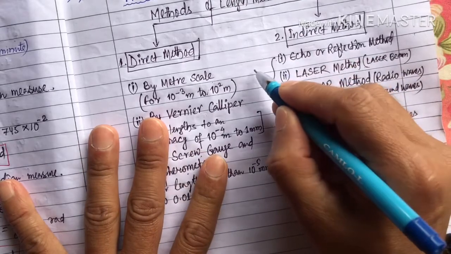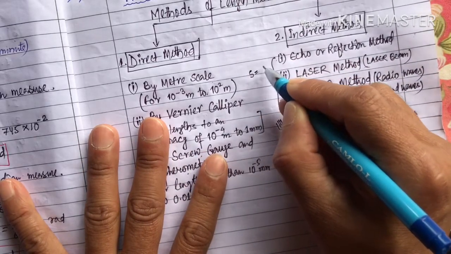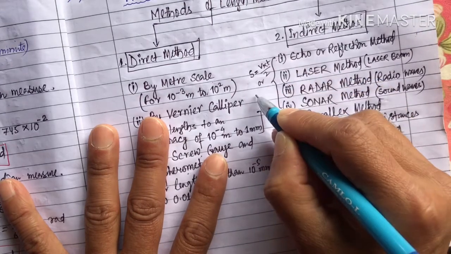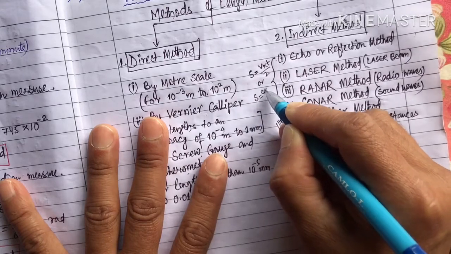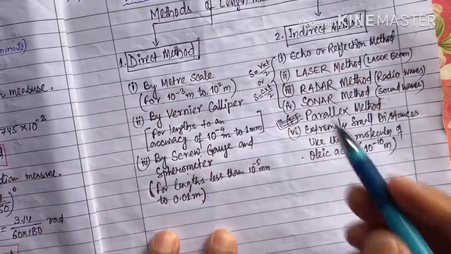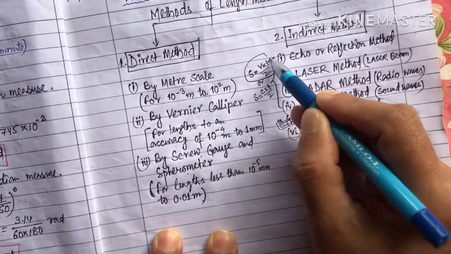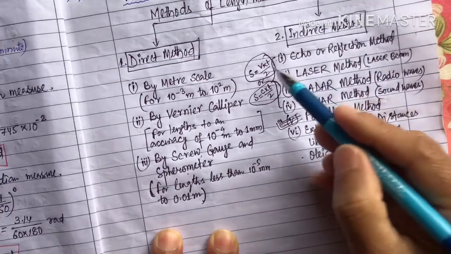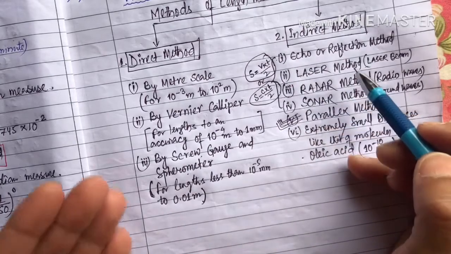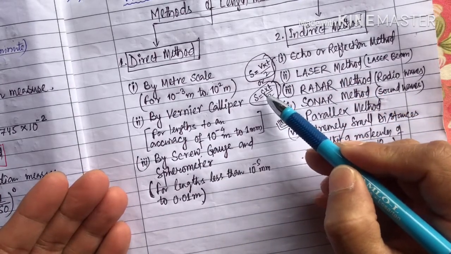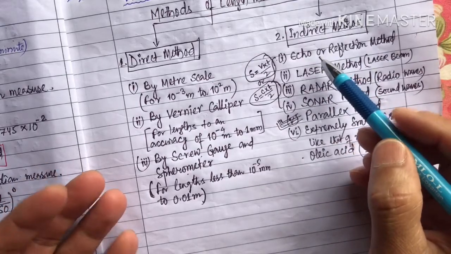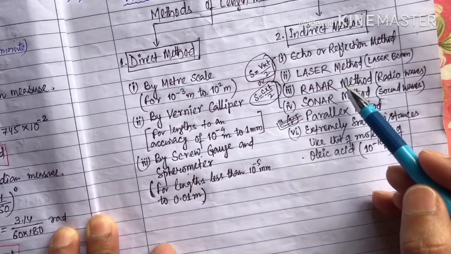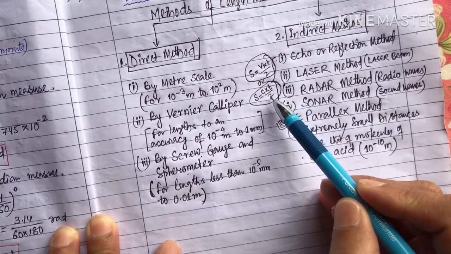Here we use this simple formula. Distance is equal to velocity into time divided by 2, or distance equal to c, speed of light, into t by 2. This is the working formula in all of these 4 cases. Here v is the velocity of sound, and c is the velocity of light. So wherever we use sound, we use the v into t by 2 formula, and wherever we use a light wave, we use c into t by 2. This is a very simple thing.